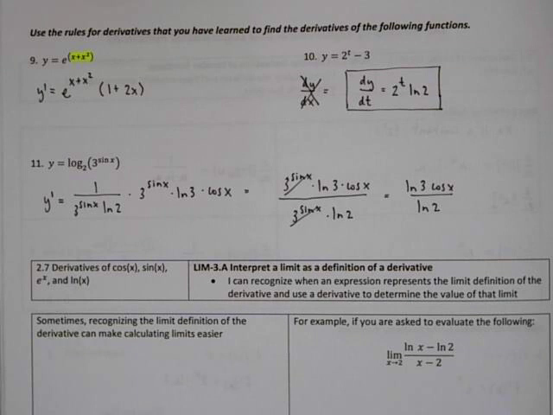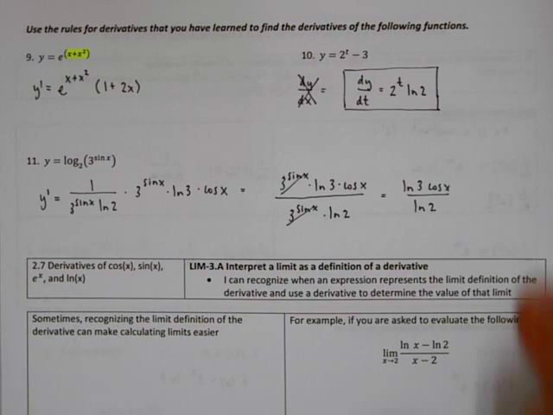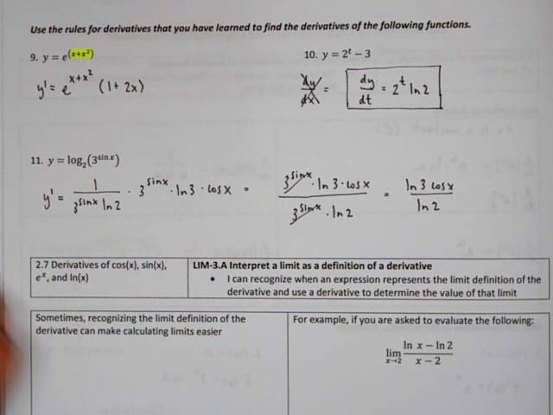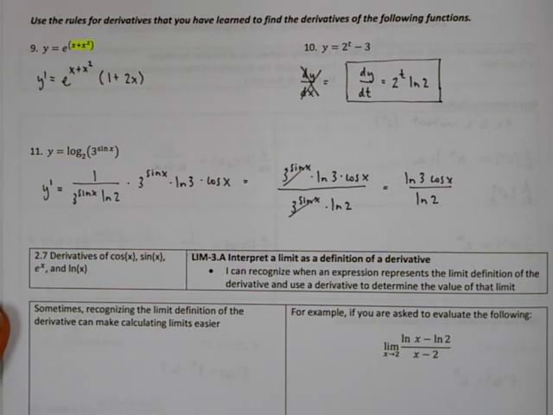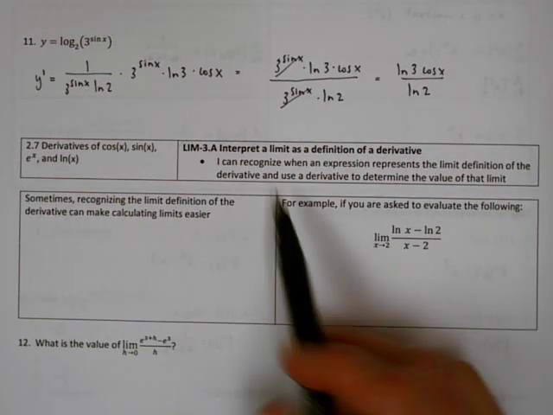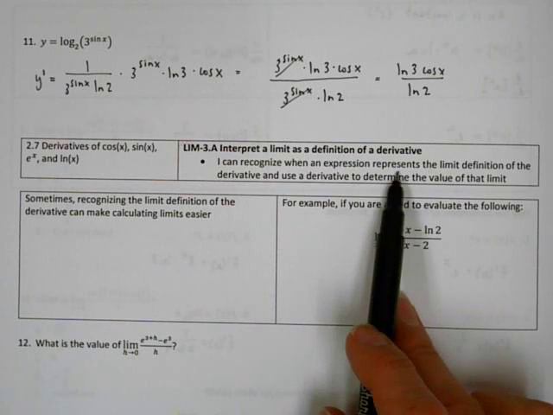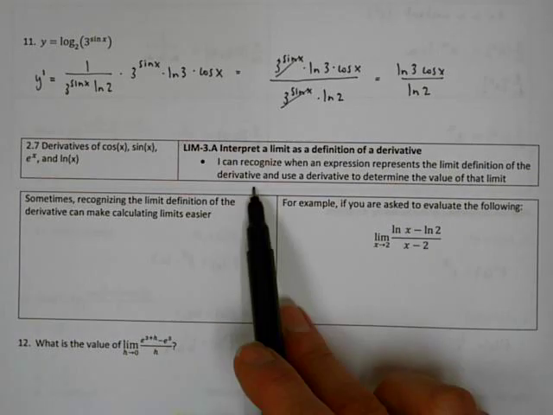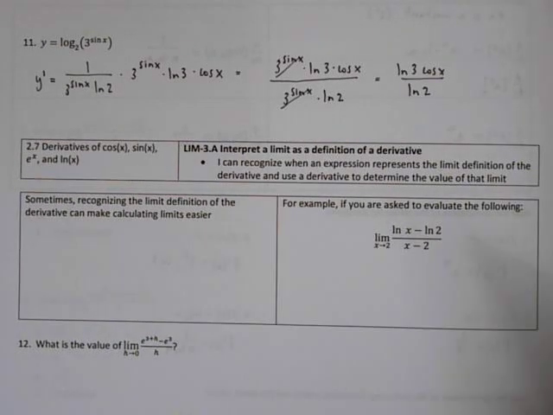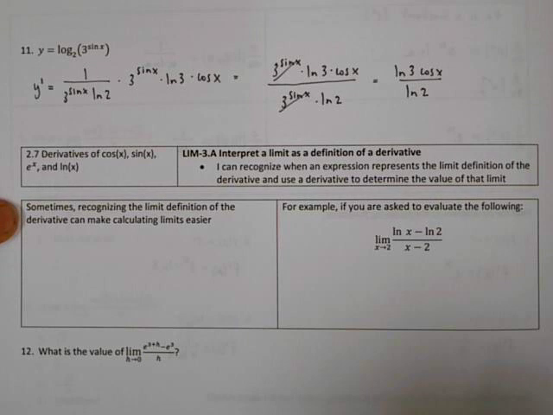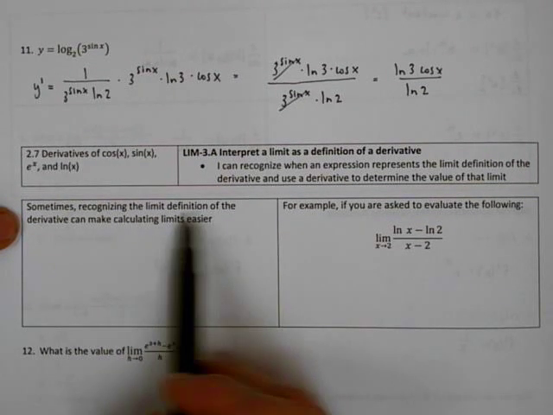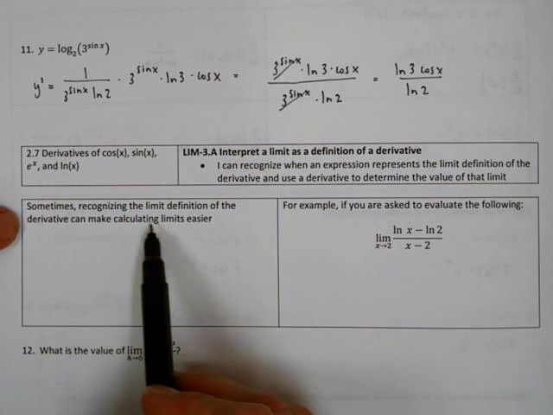All right, the last part of this is what we actually talked about yesterday when we were working with our trig function, and it's being able to interpret a limit as a definition of the derivative. So the goal here is to be able to recognize when an expression represents the limit definition of the derivative, and then we can use our derivative rules to determine the actual value. So a couple things we need to be able to recognize, right? Recognizing that limit definition is going to make calculating the limits easier.